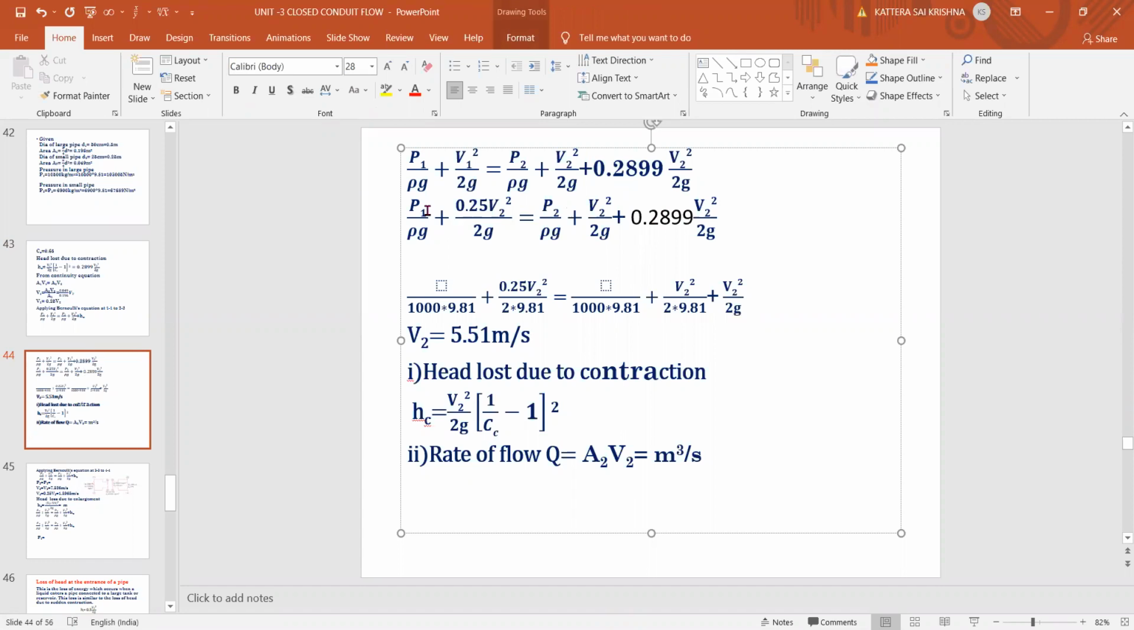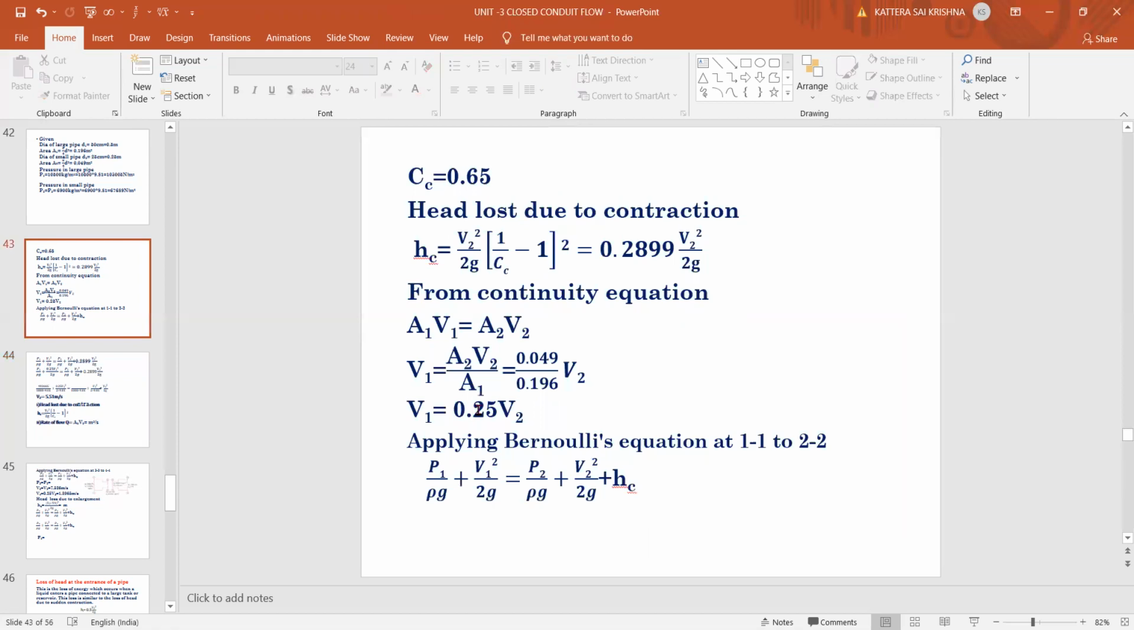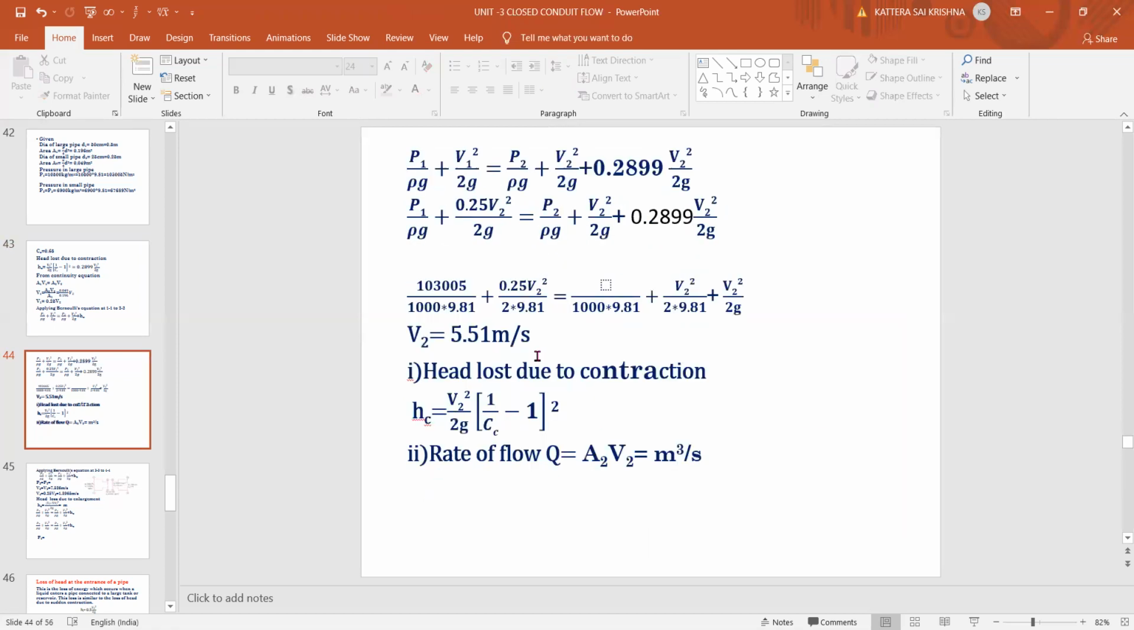Okay, so now you can substitute the P1 value, P2 value, and all the terms which you know. So I'm writing here. What is the value which we got of P1? So P1 is 103,005 by 1000, which is the density of water, rho, into g, 9.81. So V1 already we have found out in terms of V2, that is V1 equal to 0.25 V2. So substitute in place of V1, that is 0.25 V2 square by 2 into 9.81.